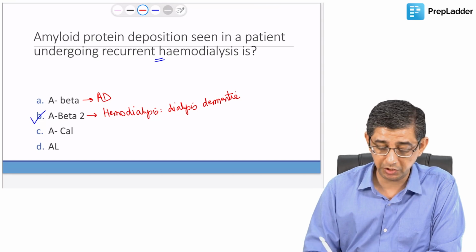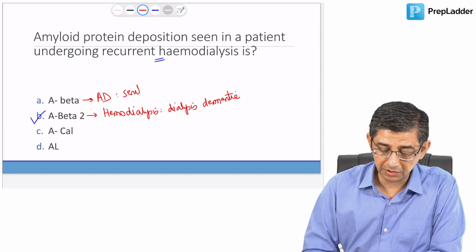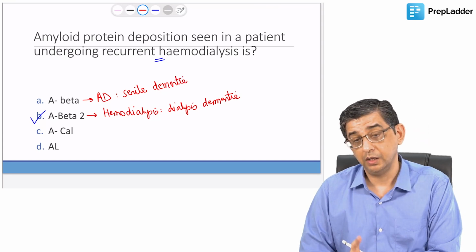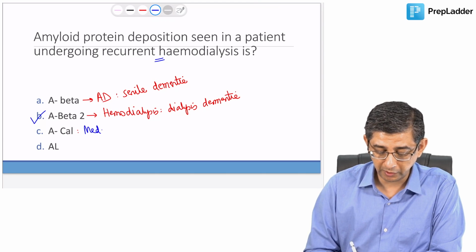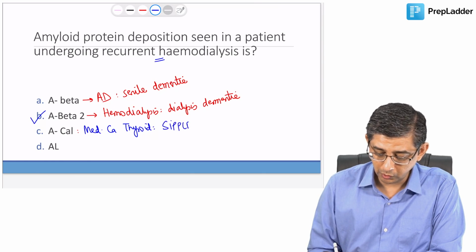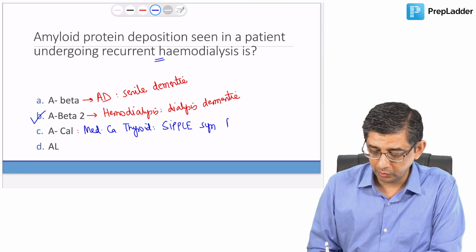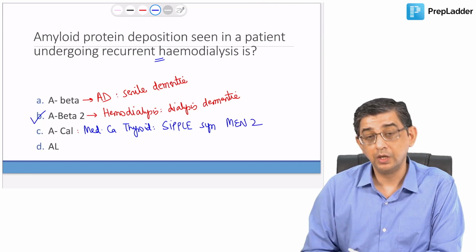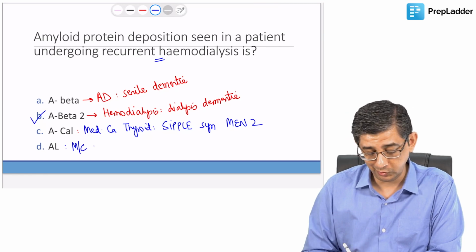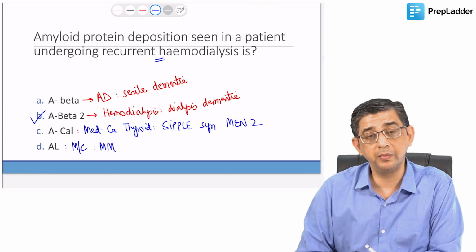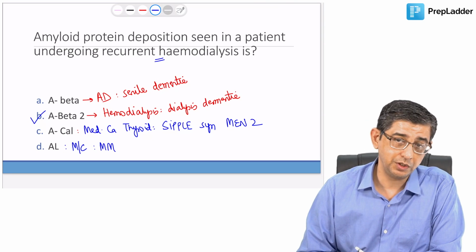If the question says which amyloid protein contributes to dialysis dementia, the answer is going to be A beta 2. But if senile dementia is written in the question, the answer would be option number A, that is A beta. ACAL is what you read with medullary carcinoma thyroid, which has been taught to you in the literature of Sipple syndrome, also called multiple endocrine neoplasia type 2. And AL is overall the commonest type of amyloidosis. That is the one that you deal with in multiple myeloma. The correct answer to this question is option number B.